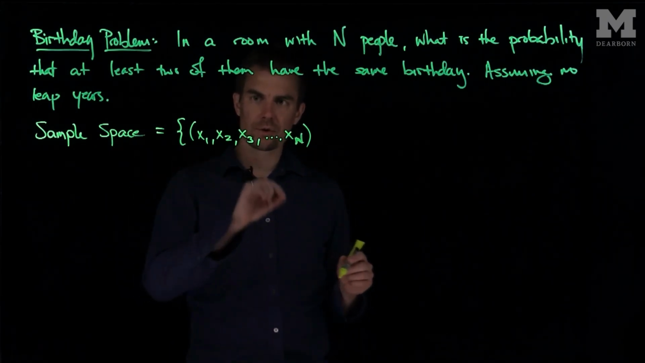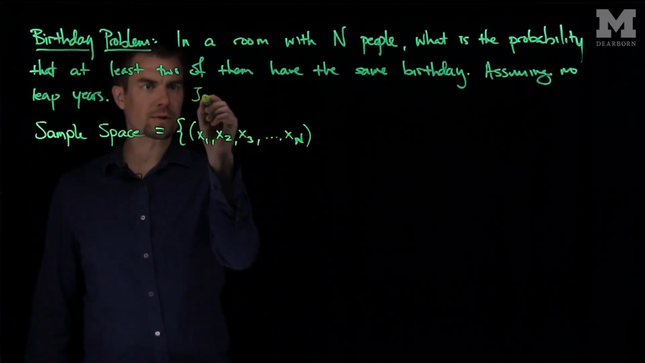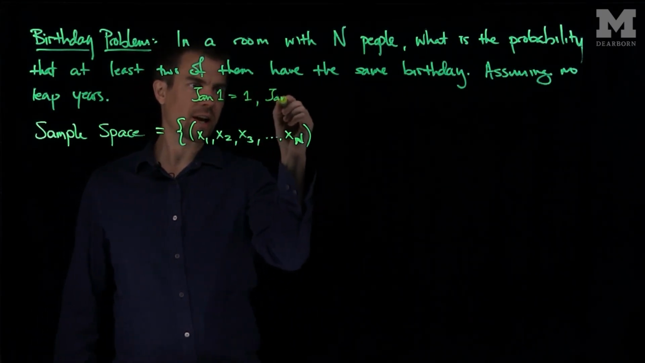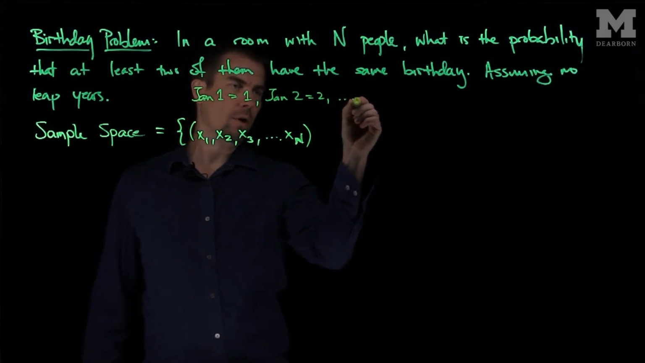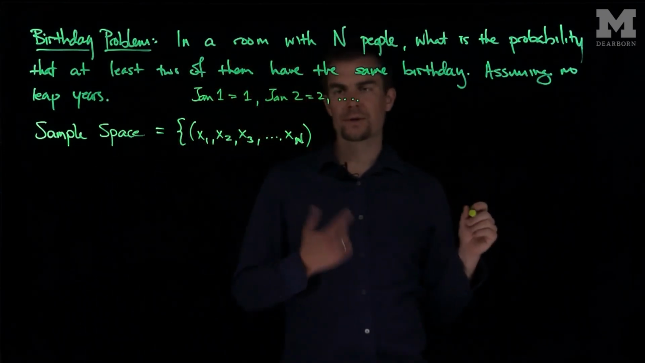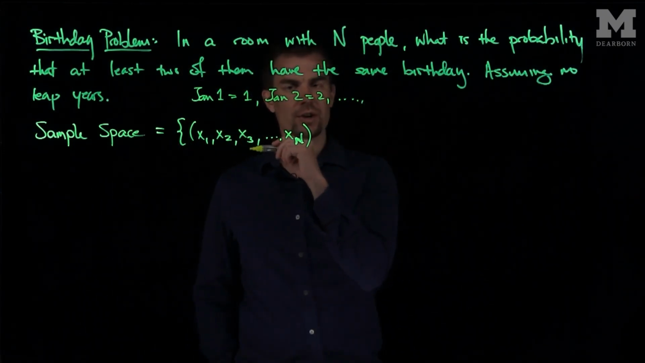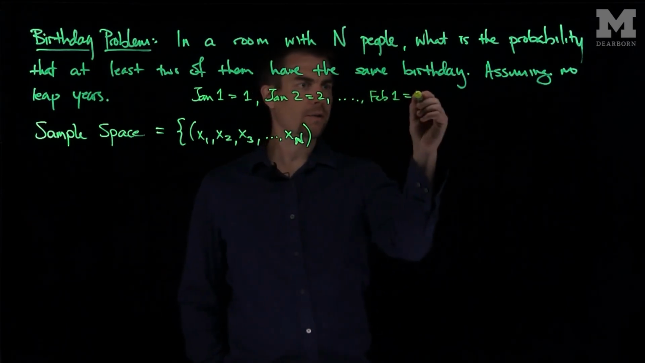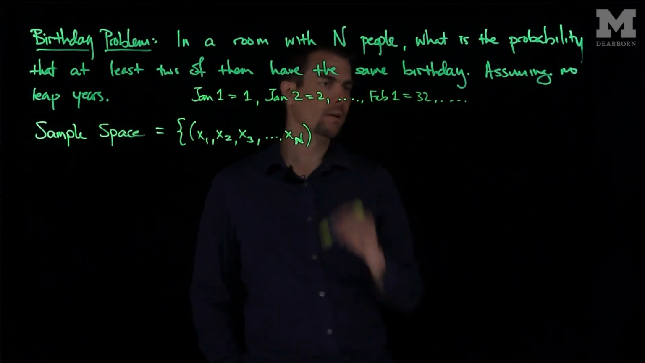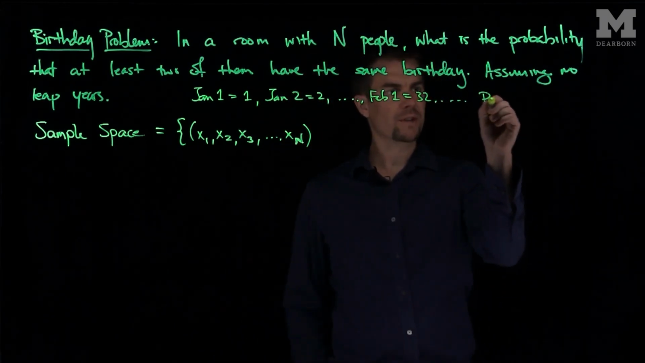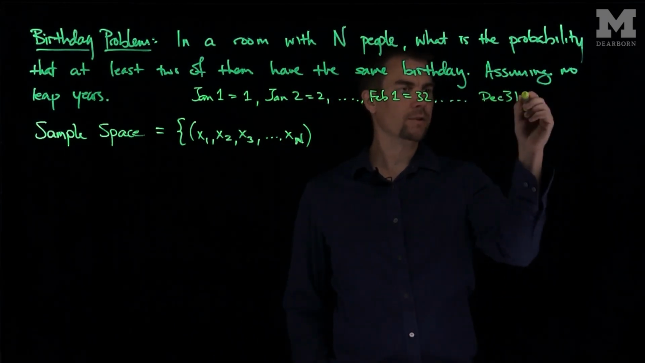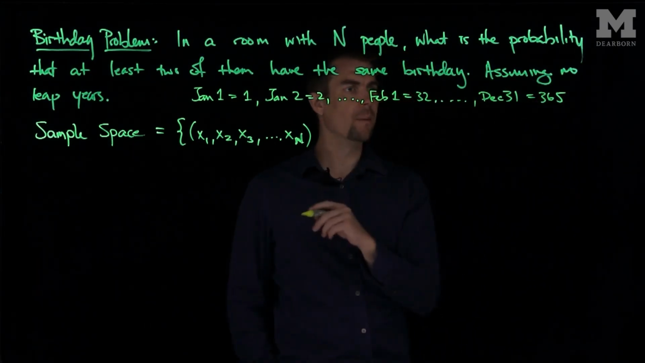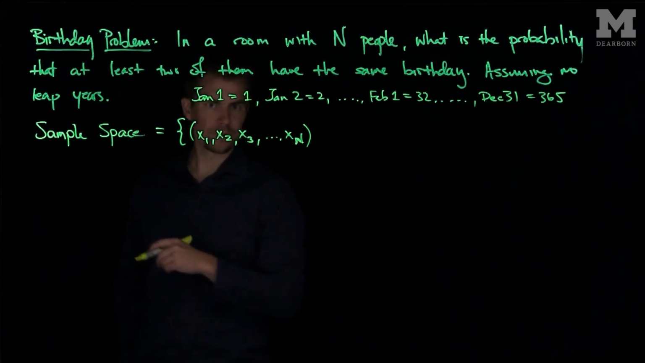So January 1st would be 1. If we let January 1st equal 1, January 2nd equal 2, all the way up to, and January has 31 days, so then February 1 would be 32, etc., all the way down to December 31st, which would be 365. So we're going to number all the dates in the year according to this rule.